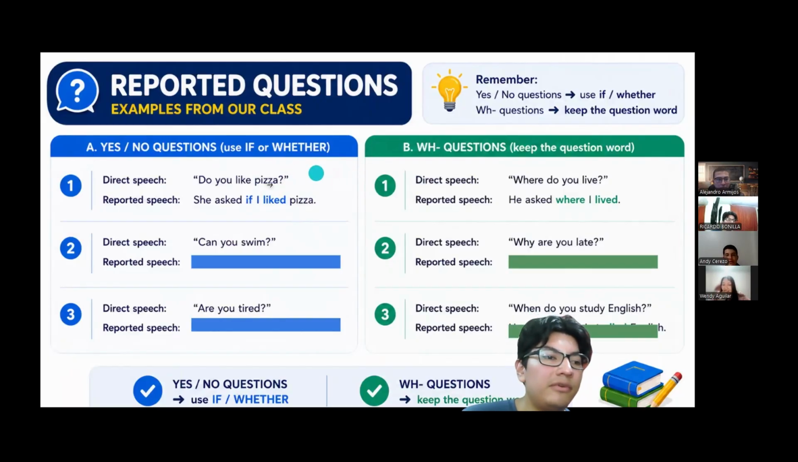But the most important in this case is we remove the question form. It's a yes or no question, okay? And with did, if, okay? The structure changes. Now, another example, okay? It's simple. Can you swim? Alejandro, change the question.